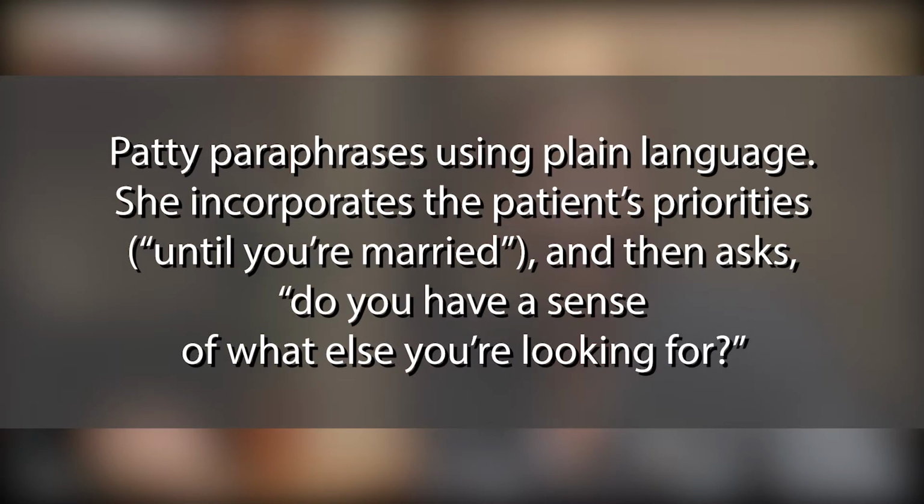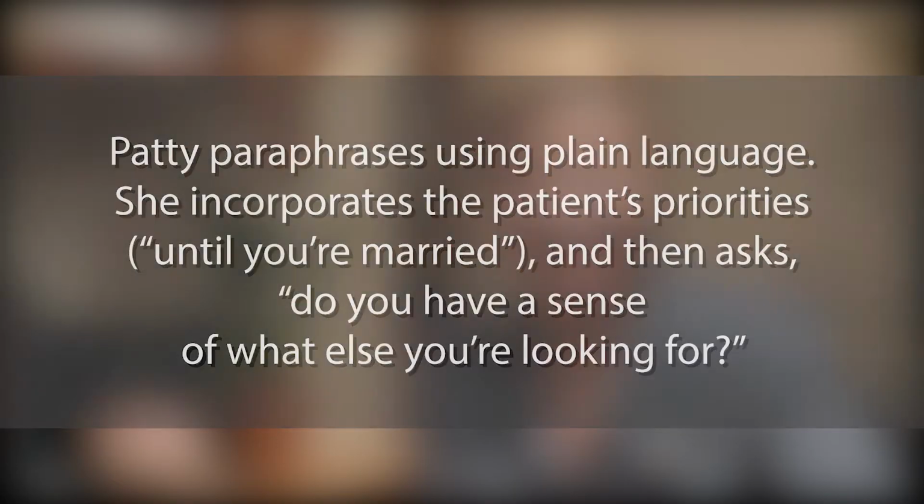Yeah, when I was looking at this chart, I was just surprised at how differently they all work. I guess I would want whatever works best. Patty paraphrases using plain language. She incorporates the patient's priorities until you're married, and then asks, do you have a sense of what else you're looking for? So you really like something that's great at preventing pregnancy until you're married. Do you have a sense of what else you're looking for?